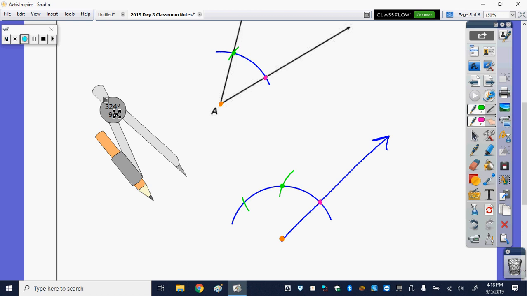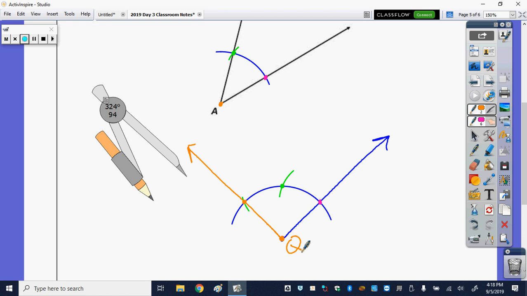Now through that point right here, we're going to draw, line up your ruler or your straight edge, and you're going to draw the ray. Okay, so that's twice the size. And once again, it's said to label the angle Q.